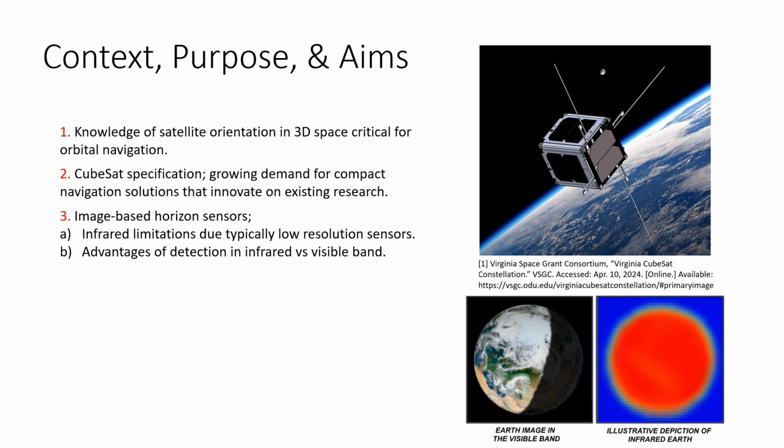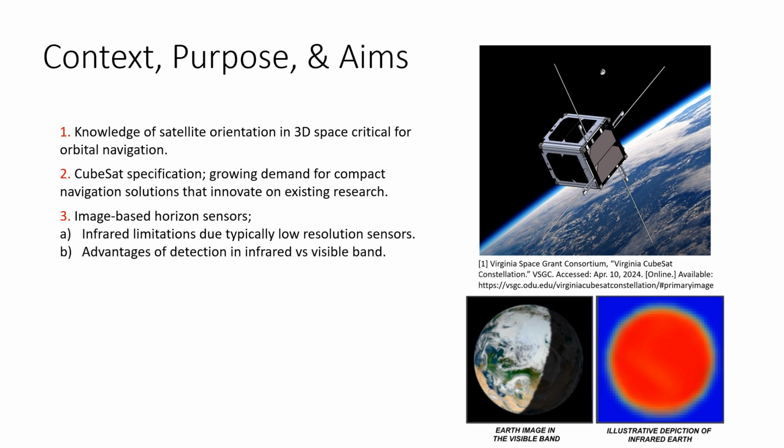So in image-based horizon detection, this is typically done in the visible band. This is due to the commonly low resolution of the infrared sensing arrays. But there's a lot of advantages to detecting the horizon in the infrared band versus the visible band. One of these is obviously when you're in eclipse behind the Earth, there's no visible light, so it's hard to detect the edges, and also false edge detections in cloud cover and other geographic features.